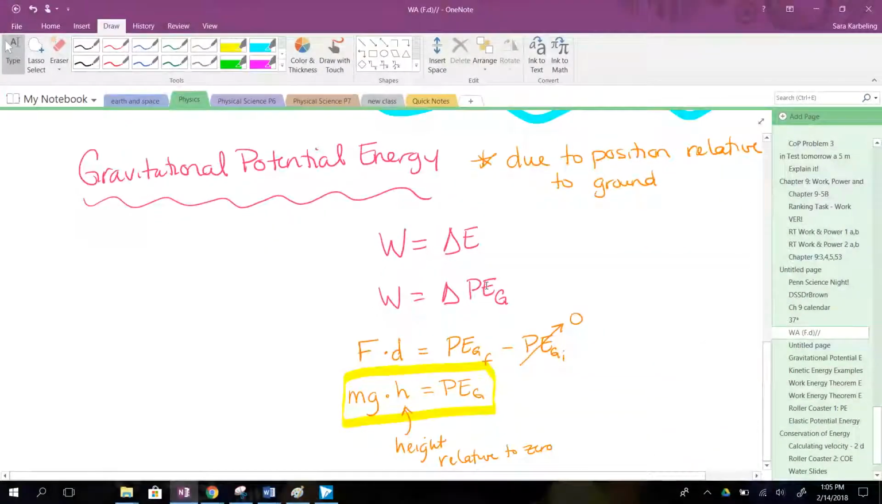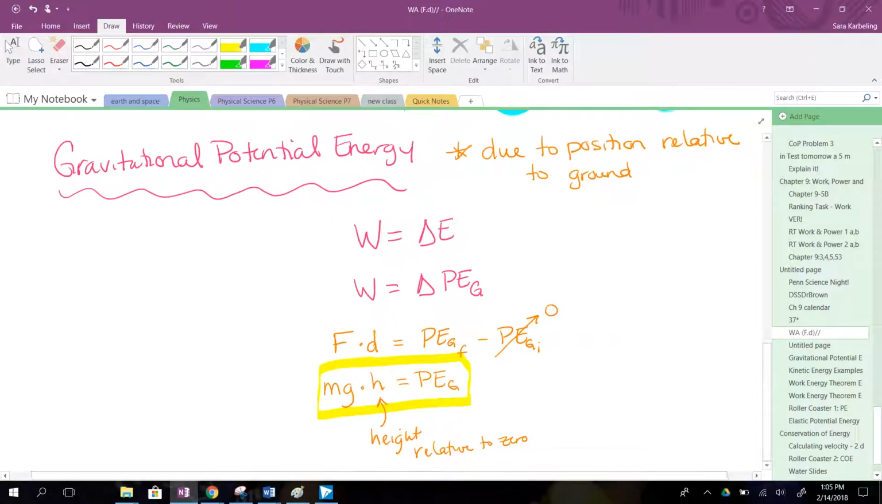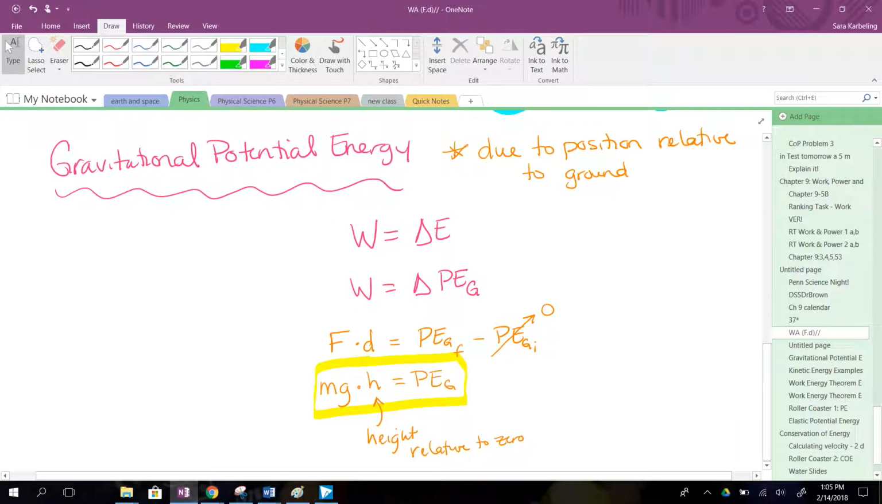At the end of the day yesterday, right before the bell rang, we had like 6 minutes. You guys were like, we can't do something in 6 minutes. I was like, yes, we can. And if you remember, we defined gravitational potential energy. We said that gravitational potential energy is energy that an object has due to its position relative to the ground. Okay? Due to its position relative to the ground.